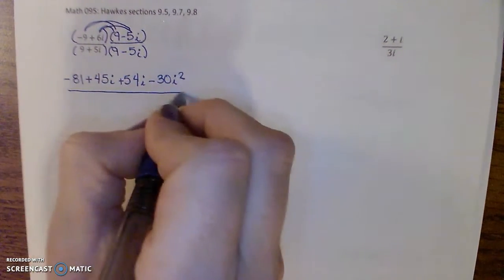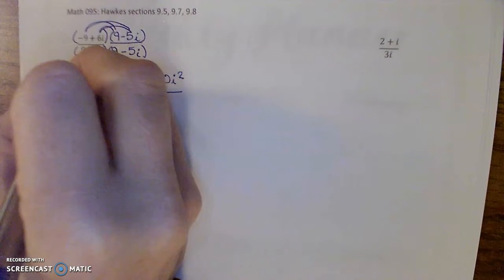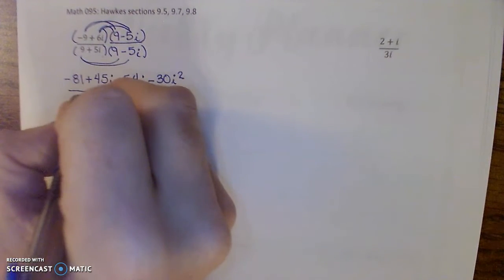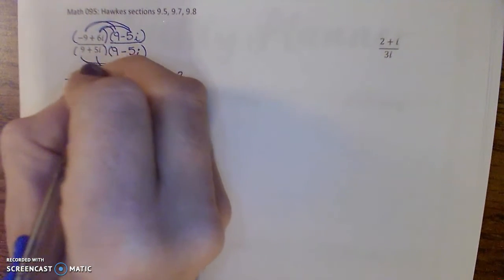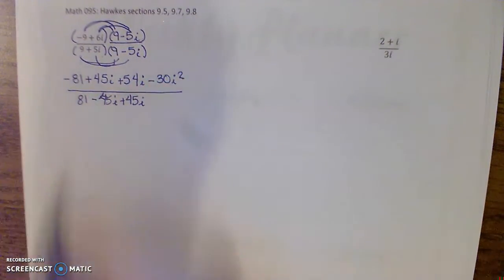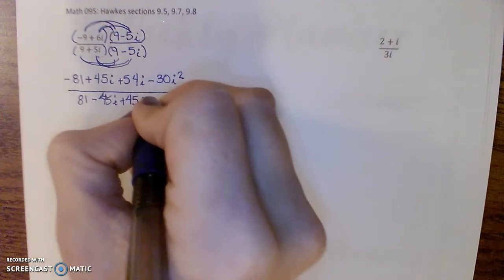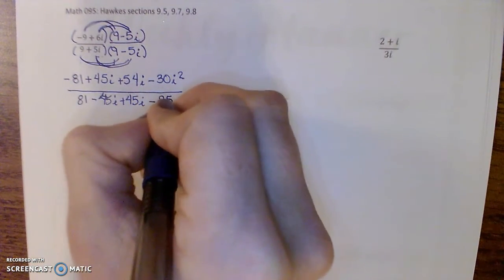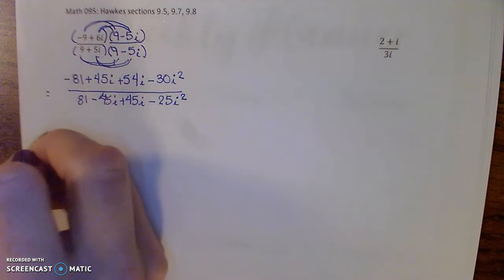And in my denominator, 9 times 9 is 81. 9 times negative 5i will be negative 45i. And then 5i times 9 will be plus 45i. So here's where the i's are going to just go away. And then 5i times negative 5i will be minus 25i squared. Okay, now let's simplify everything we've got.